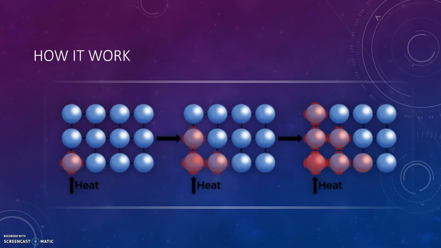When this happens, the faster moving molecules from the warmer object give energy to the slower moving molecules, which in turn heats the colder object. This process is known as thermal conductivity, which is how heatsinks transfer heat away from the computer's processor.